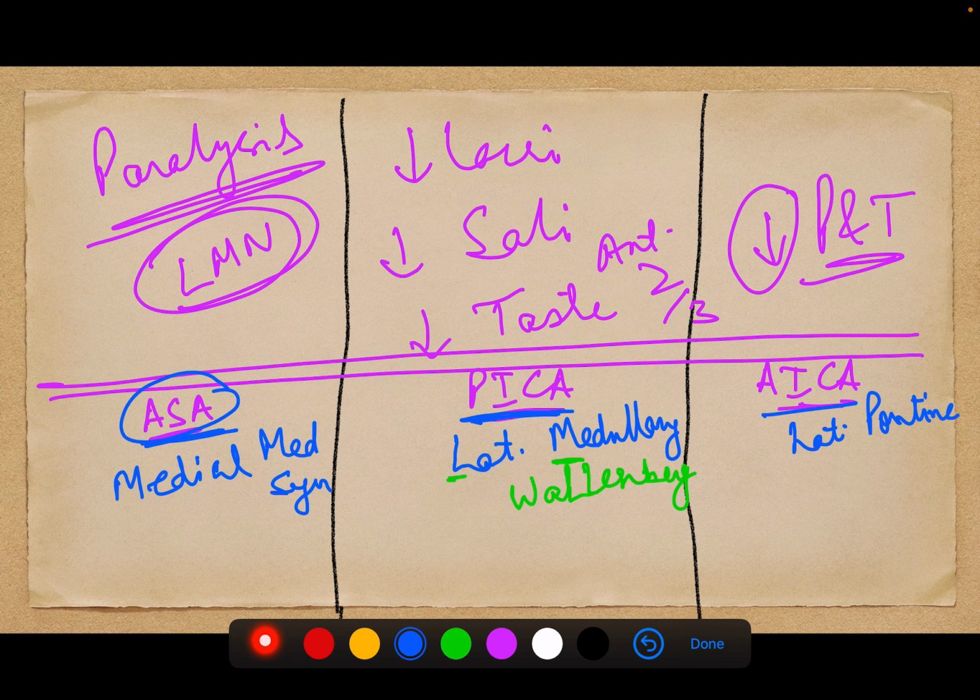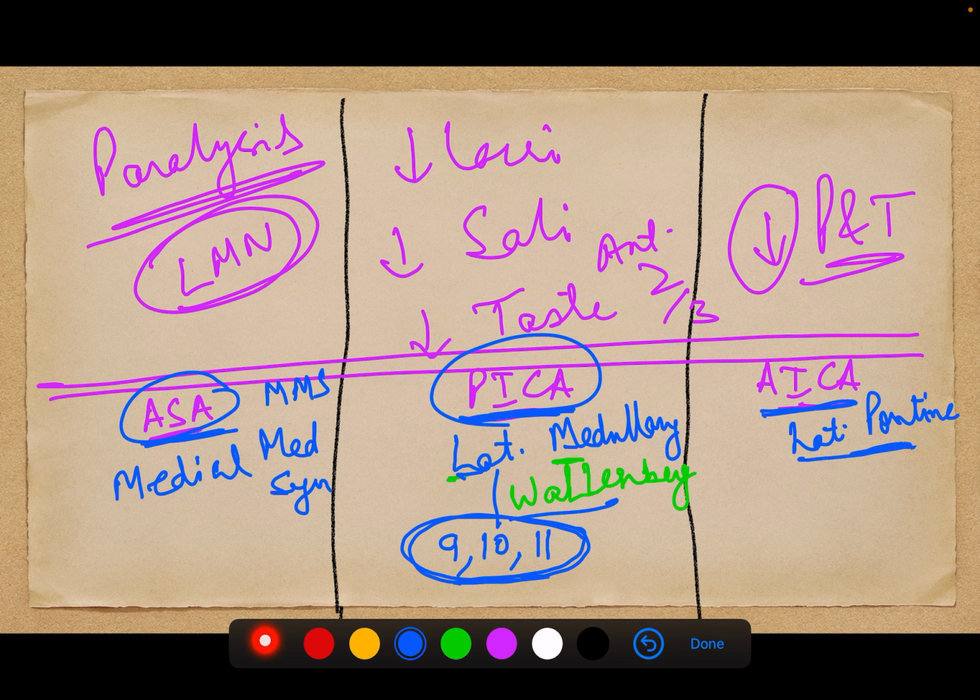ASA is medial medullary syndrome, MMS. PICA is lateral medullary syndrome or Wallenberg syndrome. AICA is lateral pontine. What was the mnemonic for the PICA? Don't pick a horse who can't eat. Hoarseness and dysphagia. So easily you should think about cranial nerve 9th, 10th, and 11th. So now we know about the PICA, that is the lateral medullary, 9th, 10th, and 11th. Anterior spinal artery is 12th cranial nerve feature, and anterior inferior cerebellar artery is 7th and 8th.